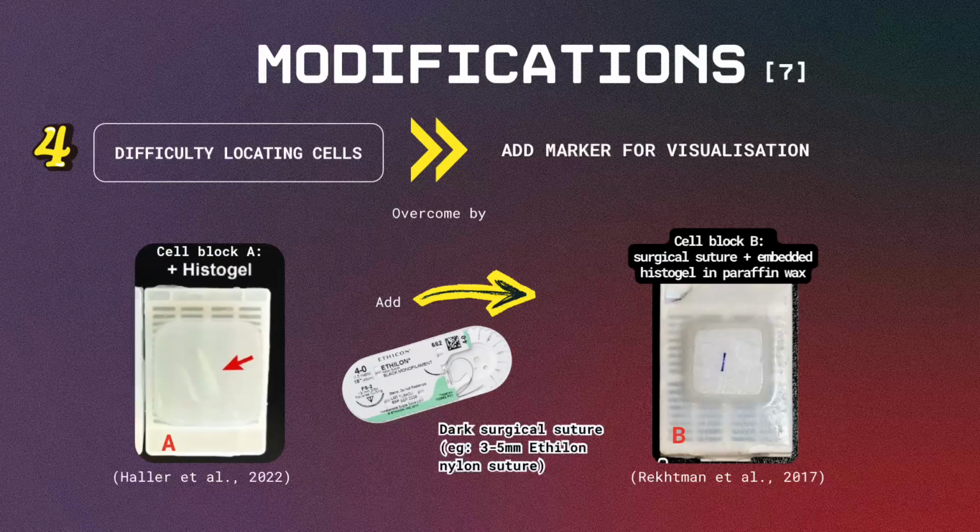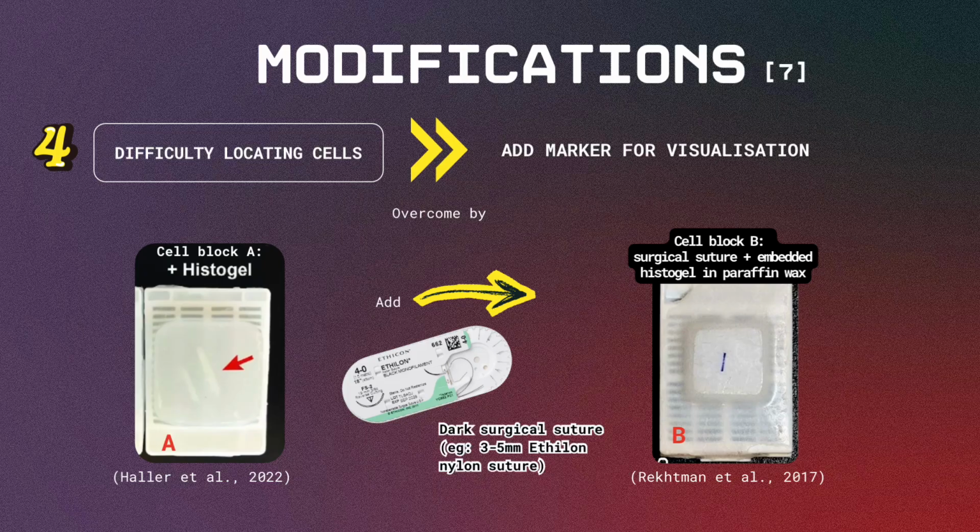Now, I want you to look at cell block A. This is a histogel cell block. Can you spot the cell pellet in the embedded histogel? No? Exactly. It turns out it is difficult to locate the cell pellet when histogel is embedded in the paraffin wax due to its clear feature.